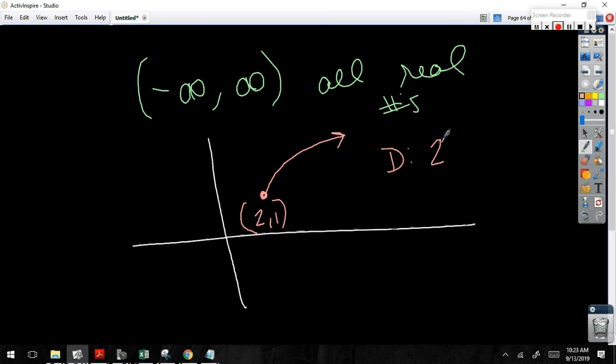I don't know. There is a point there. It includes it, so it's a bracket. What does it go up to? Infinity, because you can't actually be infinity. It's kind of conceptual. How about range? 1.